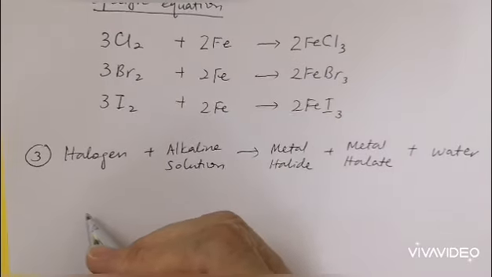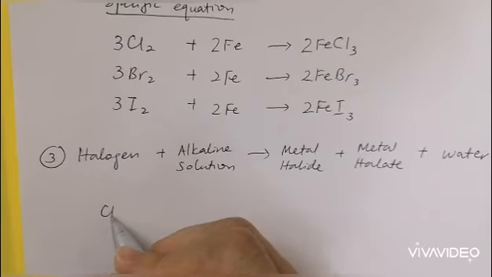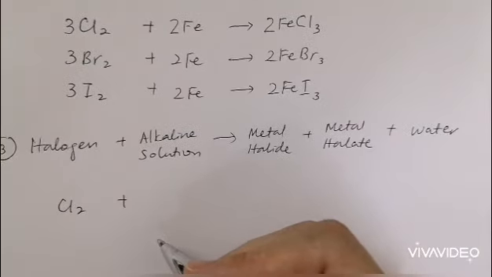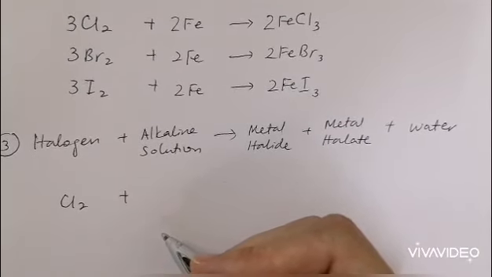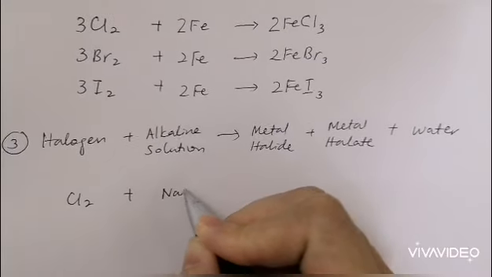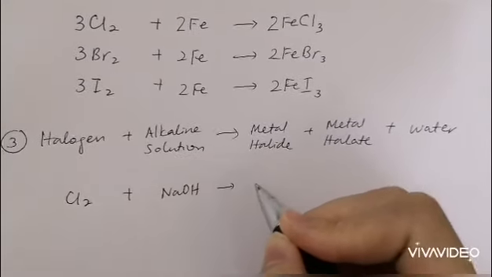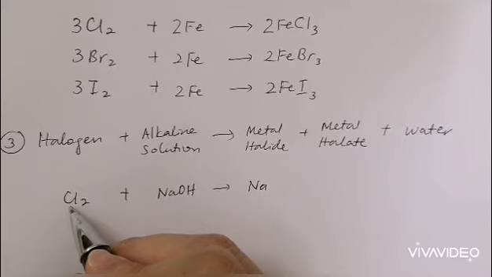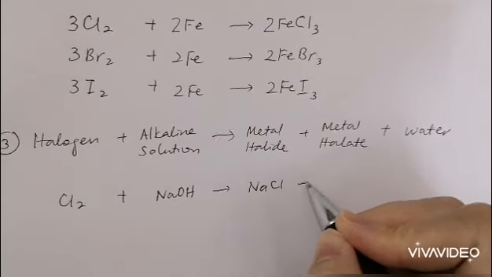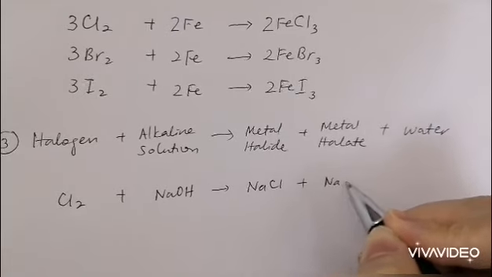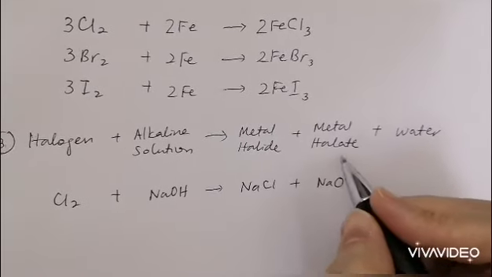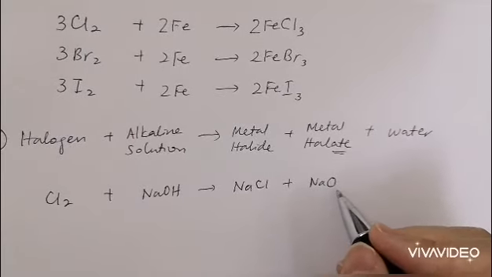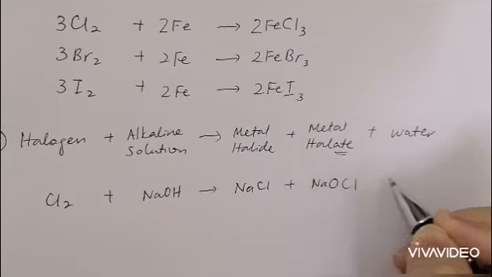Okay, specific equation. So Cl2 plus an alkaline solution. Can you think of an alkaline solution? What is an alkaline solution? NaOH. So metal, that's the metal from there. Halide, from the word halogen. Metal halate. When you see ATE, it will always have an O in it. So halate and water.